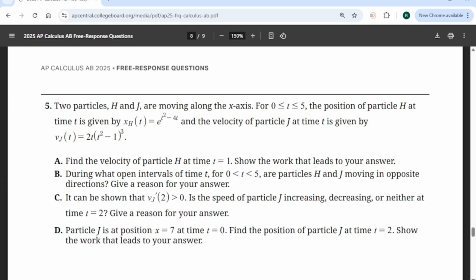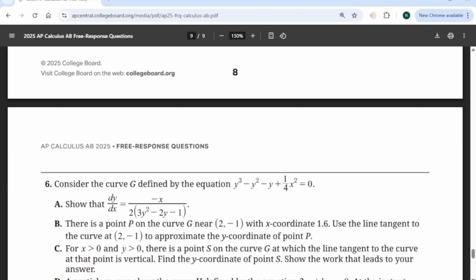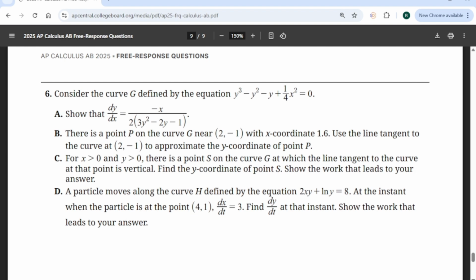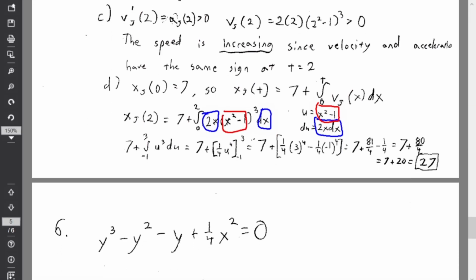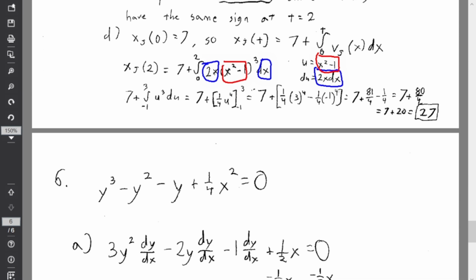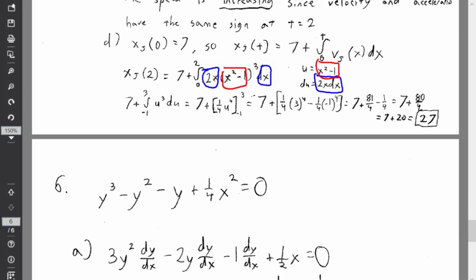Question 6 gives you an equation implicitly, and then asks you to show what dy dx is. So we're going to do implicit differentiation here. And it already tells us what the answer is, so we know what we should get. No fancy product rules or anything to worry about. So we're taking our derivative of y, we put a dy dx.